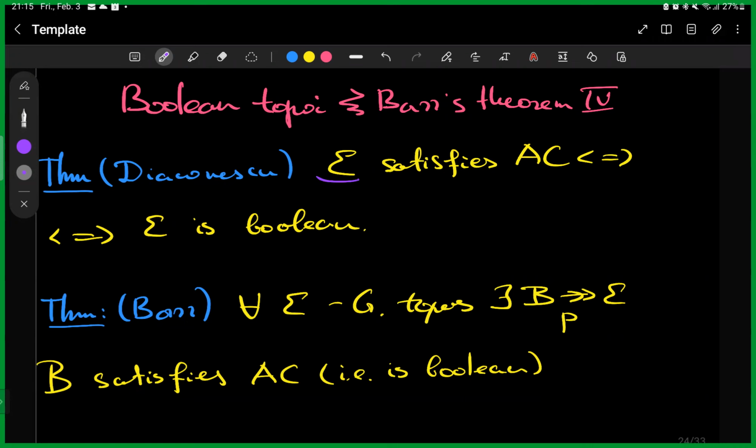And as I said before, the theorem of Barr states that any Grothendieck topos can be covered by a Boolean topos, which in a sense is unsurprising because I guess if we think of topoi as categorical generalization of topological spaces, then obviously for any topological space there exists an epimorphism from a discrete topological space into this topological space, which is just given by taking a topological space and endowing it with discrete topology.